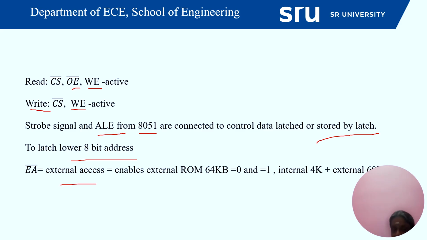EA, external access, I already told you. It enables the external ROM of 64 kilobytes when it is 0. When it is 1, the internal 4K, and in addition the external 60K, will be used.